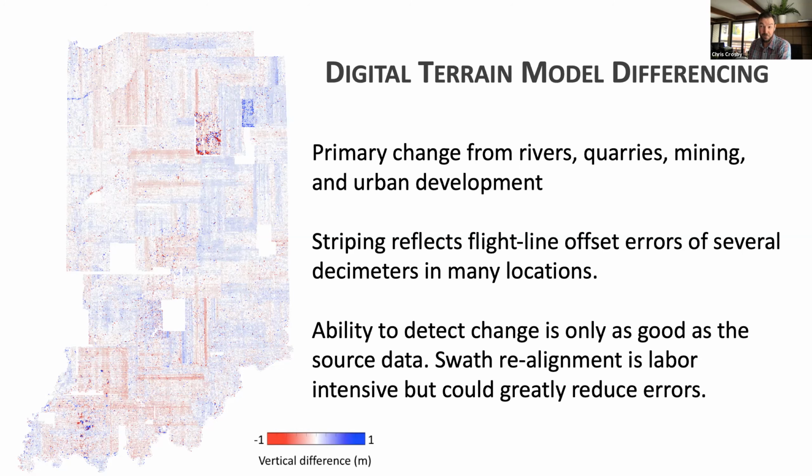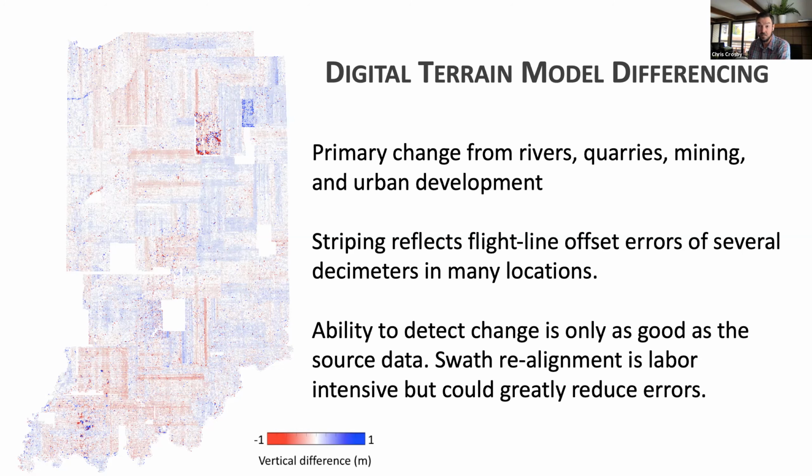But it's an interesting demonstration that the ability to detect change at this sort of meter resolution is basically only as good as the source data, right? If you wanted to fix these errors, you could do so, but it'd be very manually intensive to go back and fix the swath alignments between the laser scans in that earlier data set. This is something we haven't done, and we don't plan to do. This exercise was mostly to illustrate some of these issues and the fact that they stand out quite prominently when you look at the whole state.